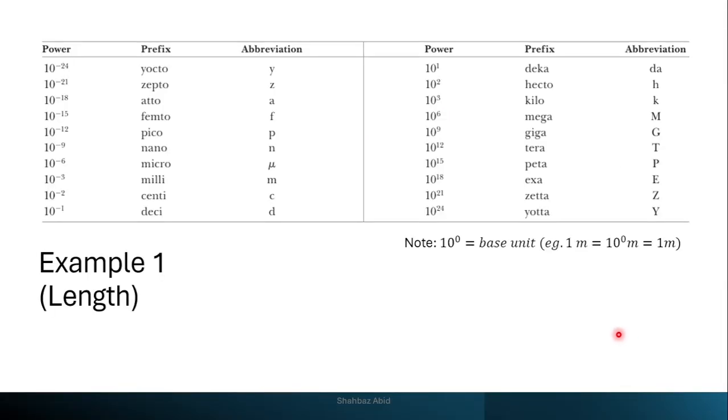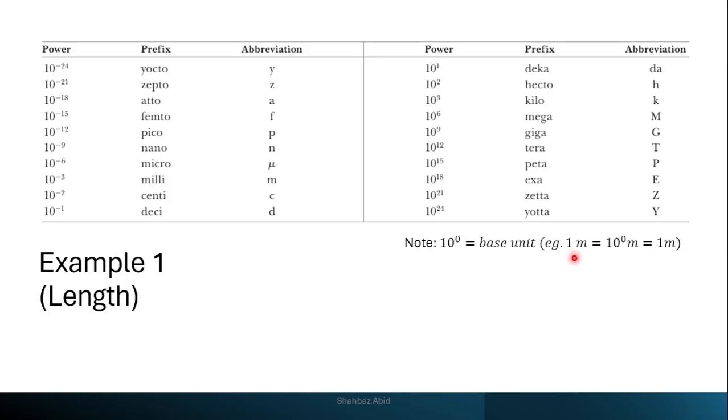Let's start with some examples, and we are going to discuss examples related to the dimension length. I have taken this table from a book, Physics for Scientists and Engineers, and in this table they have given us all the different submultiple and multiple units. One note I have written here: when you have 10 raised to the power 0, it actually means base unit.